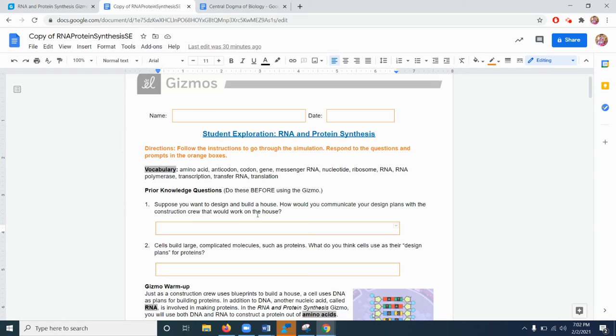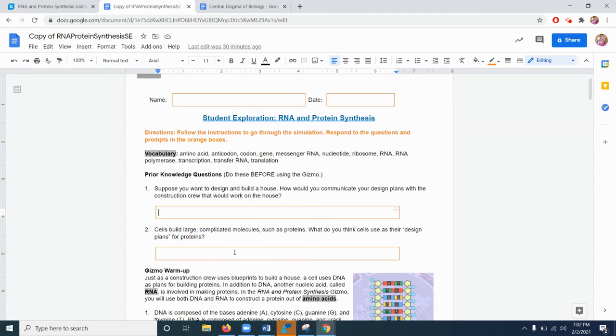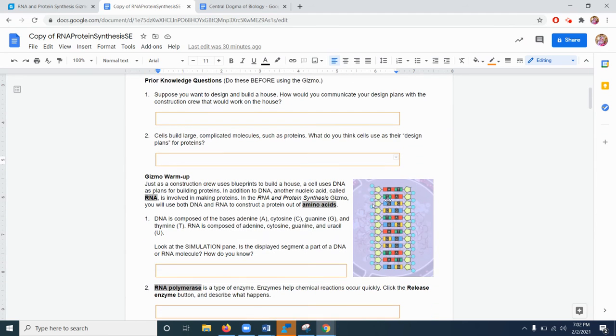It says, suppose you want to build a house. How would you communicate your design plans with the construction crew that would work on the house? Well, that's your answer. It's what you have to think. Cells build large complicated molecules such as proteins. Why do you think cells use as their design plans for proteins? What does it use? So you do these questions.